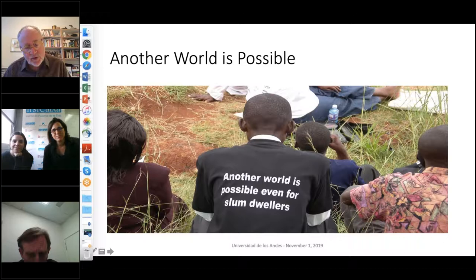The person who's influenced me a lot on this thinking is the Portuguese sociologist Boaventura de Sousa Santos, who has done quite a lot of writing on this. He's coined the term epistemicide, which is like homicide or suicide, but it's the killing of knowledge systems.